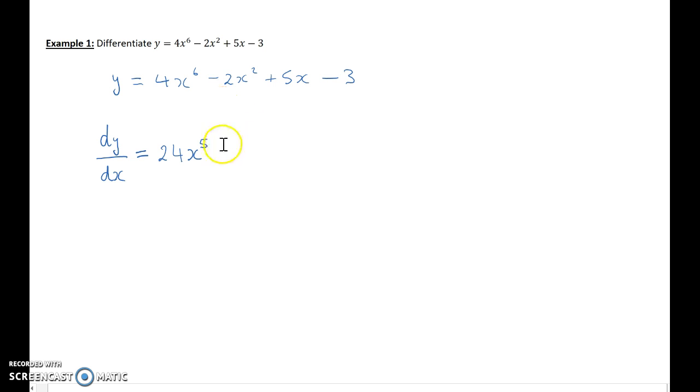So the next term is negative 2x squared. So multiply down by the power. 2 times negative 2 is negative 4, and reduce the power by 1, so x squared just becomes x.